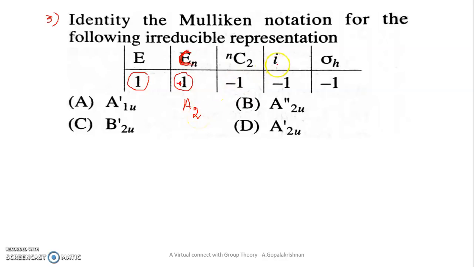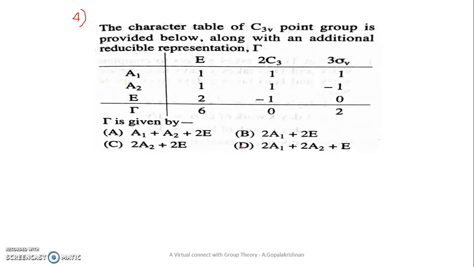Then see the inversion. Inversion character is -1, so it should be A2u. Whenever inversion is present, you need not see sigma h, but in all the options, the prime symbol is given, single prime, double prime. So you have to see the prime symbol also. For the horizontal plane, the character is -1. Therefore it is anti-symmetric with respect to sigma h. Listen, if it is symmetric, +1 means single prime, -1 means double prime. So the correct symbol should be A2u double prime. So the correct option is B. Are you clear? Yeah.